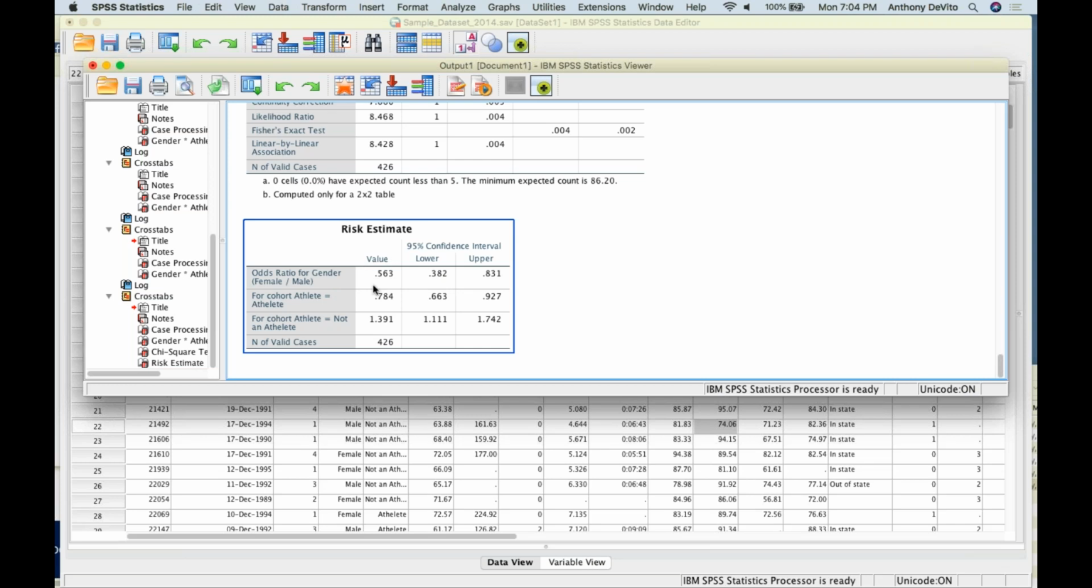In other words, females are likely to have only about 56% of the odds of taking part in sports as males. And in fact, here's our relative risk, or risk ratio, on the next line. We calculated that from our 2 percentages, 50% and 64%, and it comes out to 0.784. And similarly, that excludes 1 in the confidence interval. So more evidence we can reject the null hypothesis.